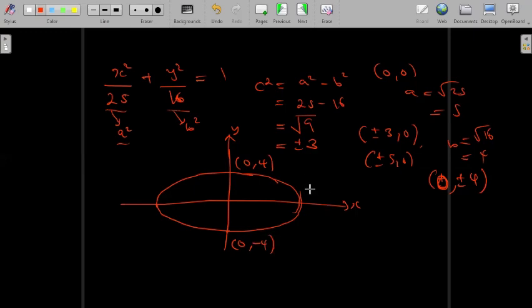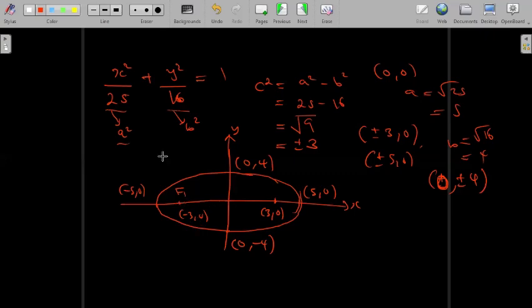Then our vertices in the major axis, we have 5 comma 0, and on the other side we have negative 5 comma 0. Then our foci are inside here. We have F1 to be negative 3 comma 0. The other one, this side again, is 3 comma 0. This is how you want to sketch your ellipse on the x-axis like this.